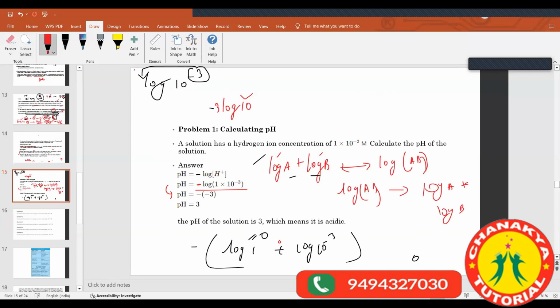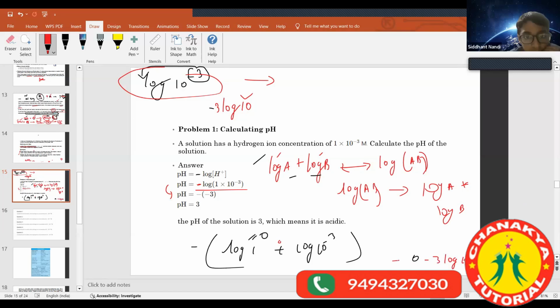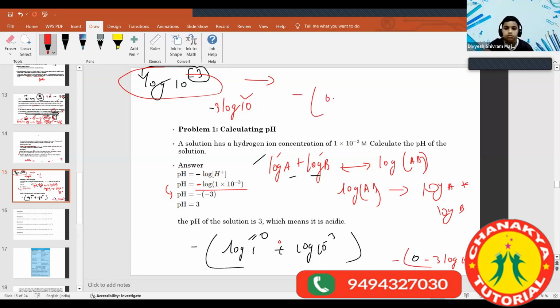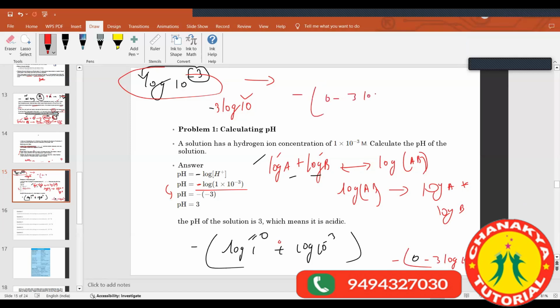As per the log rule I mentioned, this will be minus 3 of log 10. Yes? Got it? Everybody got it? Yes, ma'am. Now it is basically 0 minus 3 of log 10. Got it now?